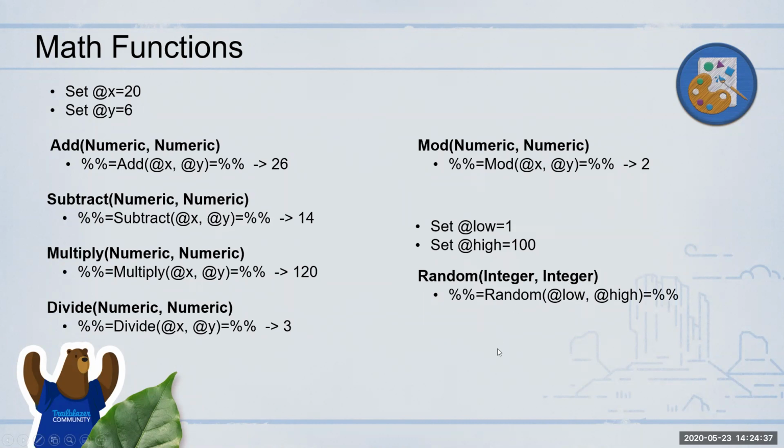The random one, if you want to select a random number between a high and a low parameter, includes these two numbers as well. So if I want to get a number between 1 and 100, you can just specify that. Keep in mind most of these math functions take only two parameters.